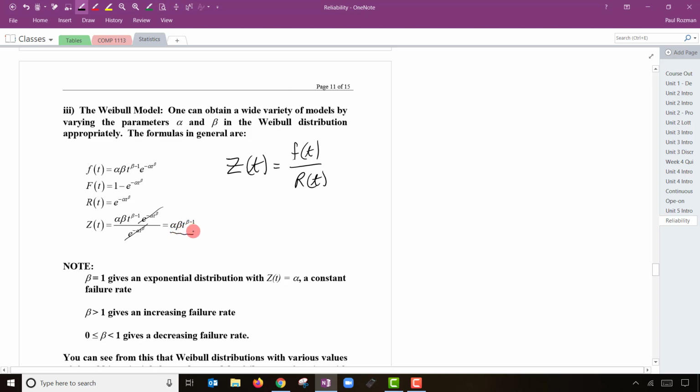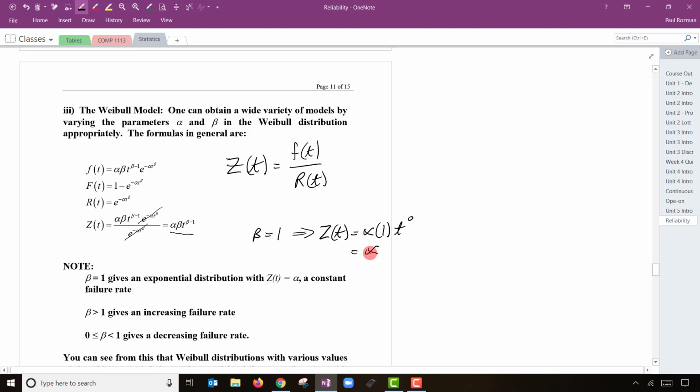beta minus 1. If we look at this a little bit, if beta equals 1 in this equation, you just get alpha times beta times t to the 0, and beta is also 1. I guess I could have replaced that too. When beta equals 1, z at any time is alpha times 1 times t to the 0, which is just alpha. So a constant failure rate.